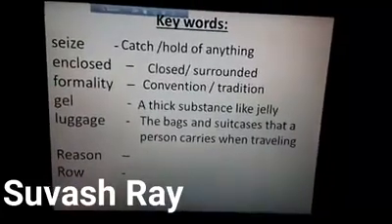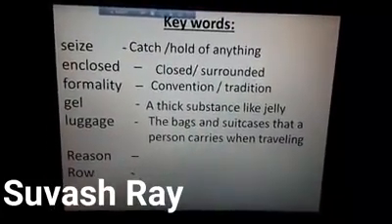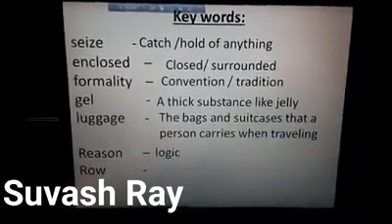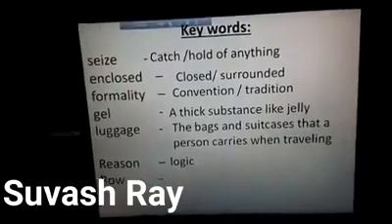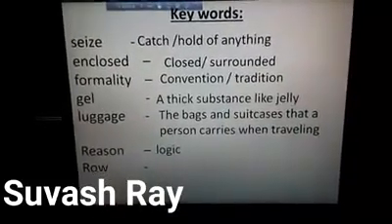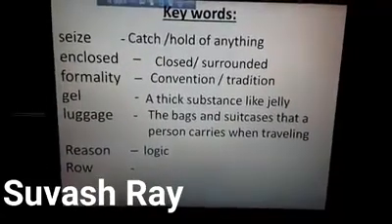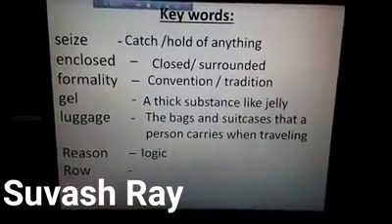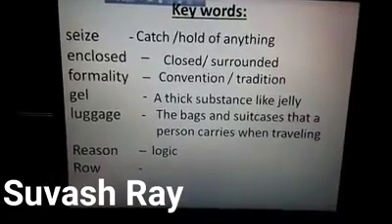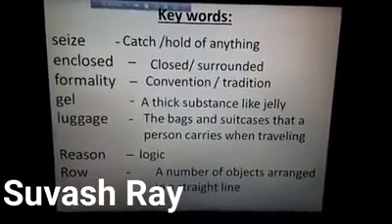Then the word region. What is the meaning of the word region? My dear students, can you guess the meaning? Reason means logic or cause. Here the word has two types of meanings, logic or cause. Then at last there is the word row. Can you guess the meaning of the word row, my dear students? Row means a number of objects arranged in a straight line.